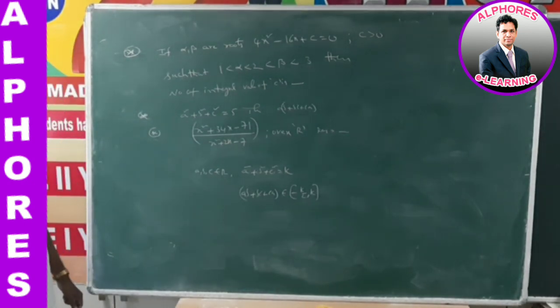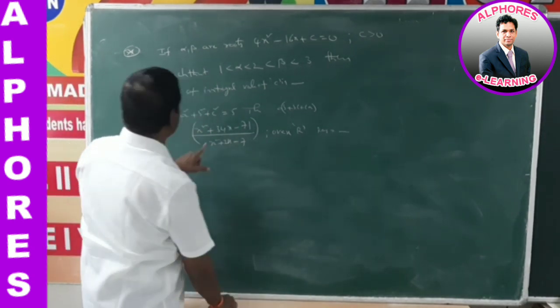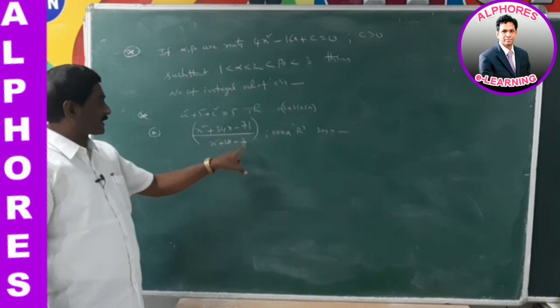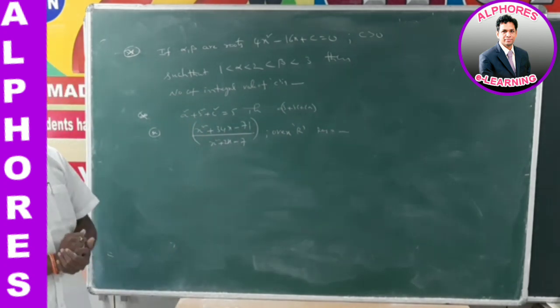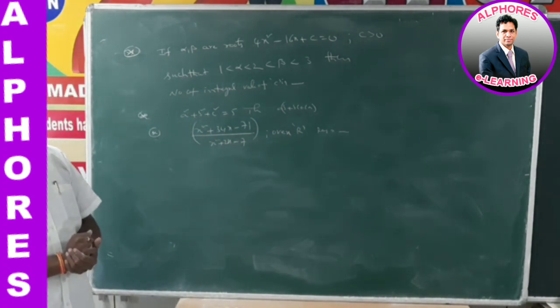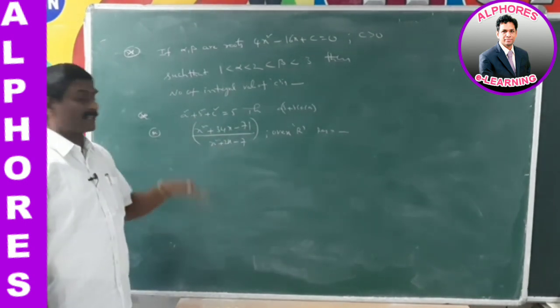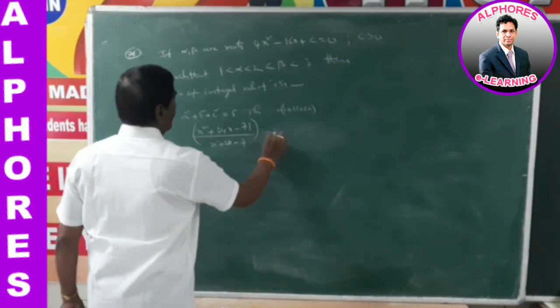Next one, find the range of the function (x² + 34x − 71) / (x² + 2x − 7) when x belongs to R, when x is a real number. It is in the form of quadratic by quadratic. To find the range, say this value is y.